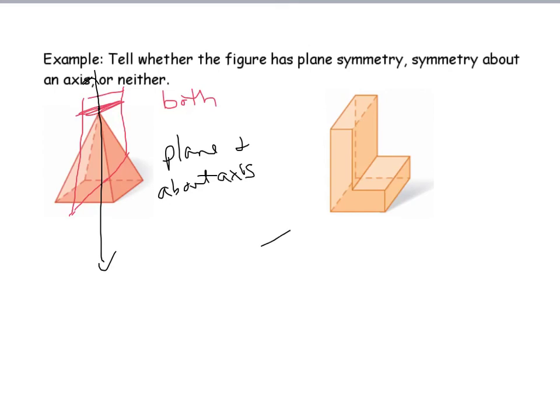Please pause and see if you can do this one. All right, this one would just have plane symmetry. If I use the plane to slice through in the center here, I would end up with this L image on one side and then a congruent L image on the other side.